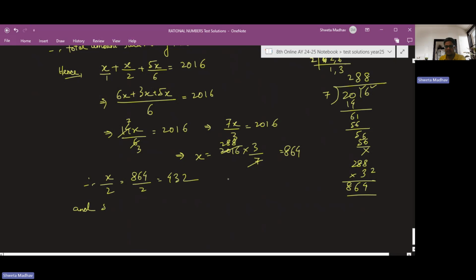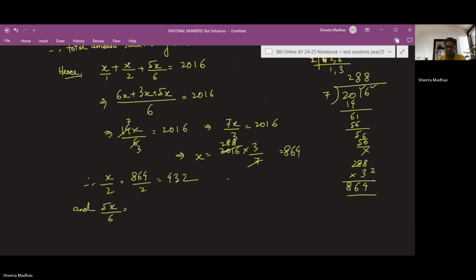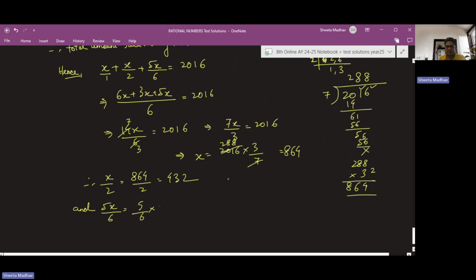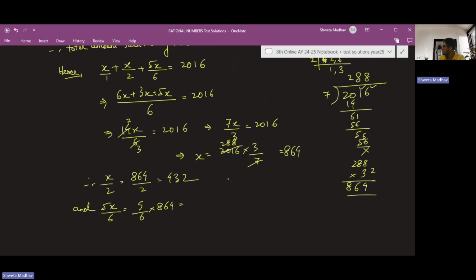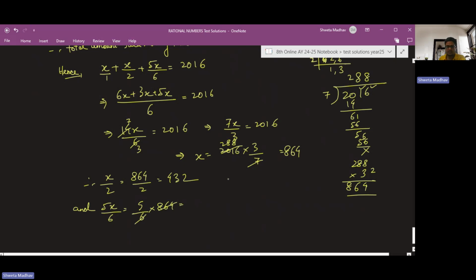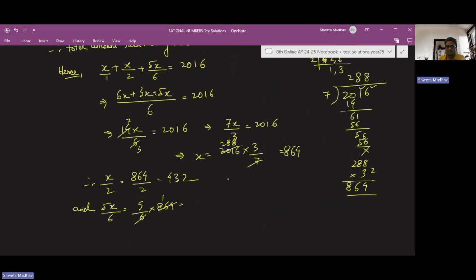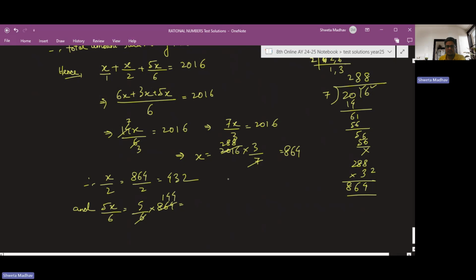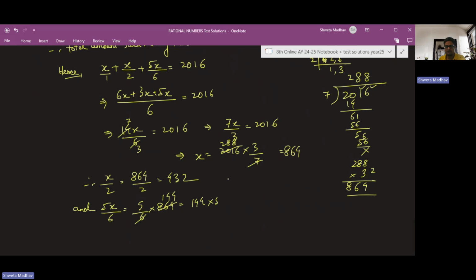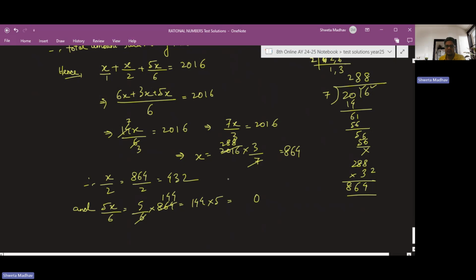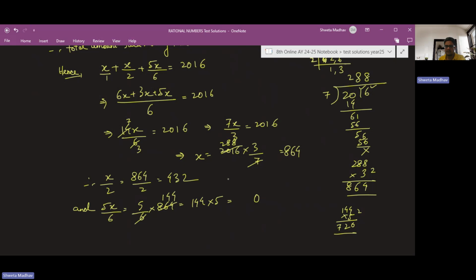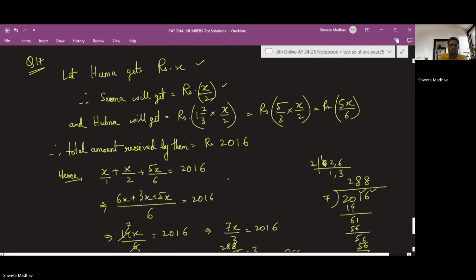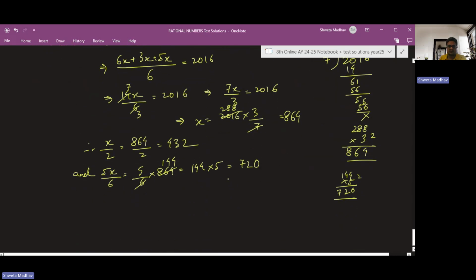And 5X by 6 will be 5 by 6 into 864. So 6 ones are 6, 6 fours are 24, so 144 into 5. That will be 5 fours are 20, 5 fours are 20 plus 2 is 22, 5 ones are 5 plus 2 is 7. So 720. So hence we can say that Uma's share is rupees 864.